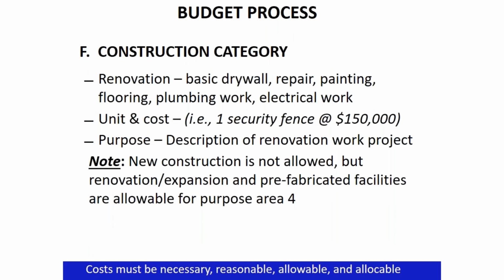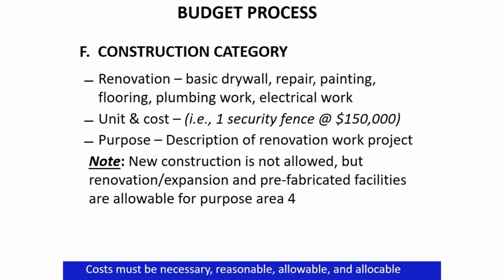Next category is the construction category. Now, generally, new construction is considered an unallowable cost, but we do allow for renovations and expansions, and generally, there's one purpose area that does allow for these costs. That would be Purpose Area 4. So make sure that you do read your solicitation and that you're in contact with your program manager before you actually budget any items into this particular category.